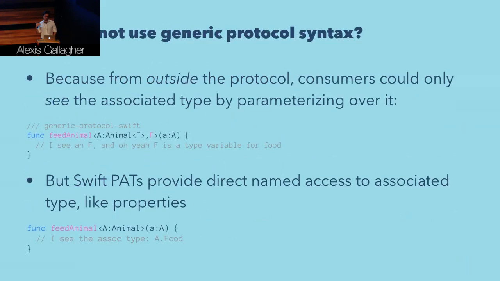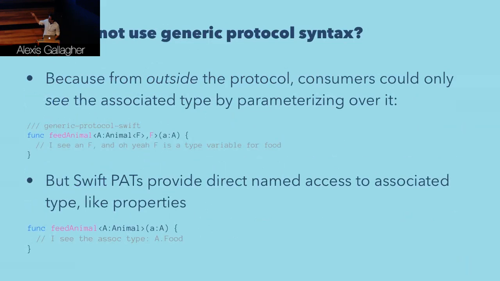But with a sort of Swift style protocol, because the type alias acts more like a member of the type, you have direct named access to it. So I still need to parameterize over animal just because you always need to parameterize over a protocol with associated type. You can't just pass it in as a reference. That's something you can't get around. But once you're inside feed animal, you can directly figure out what that associated type is just by accessing it with normal dot-based access notation.